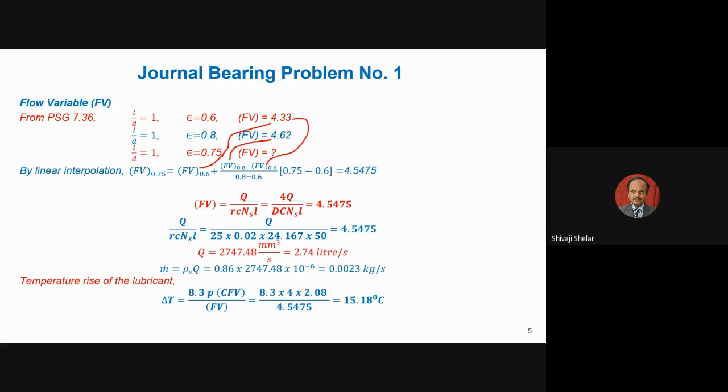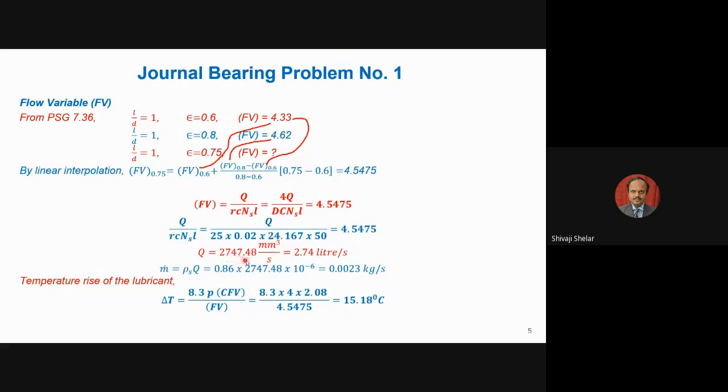So from this you can calculate the flow rate here. The flow variable is equal to Q upon R C N S L. This is the notation I am using, and this is the notation of the PHG data book, but here you have to use diameter and here you have to use diametral clearance. So considering this fact, we can put the values: Q upon R 25, C 0.02, NS 24.167, and L here is 50 mm. So this has to be equal to this, and from this you can calculate Q, that is the total flow rate.